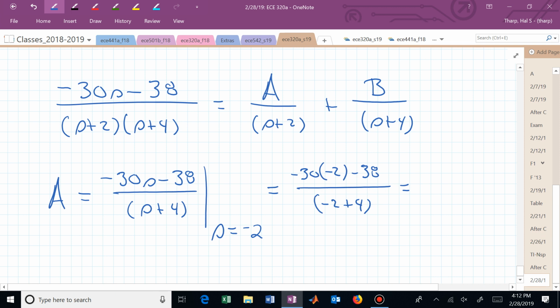We now have 60 minus 38. 60 minus 40 is 20. We need to take away a little bit less than 40. So now we have, what did I just say? 60 minus 38 is now, just making sure, 22. Okay, 22 divided by 2, or this is now 11. That's A.